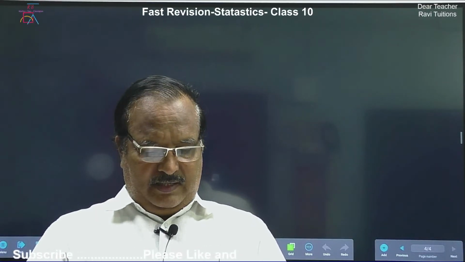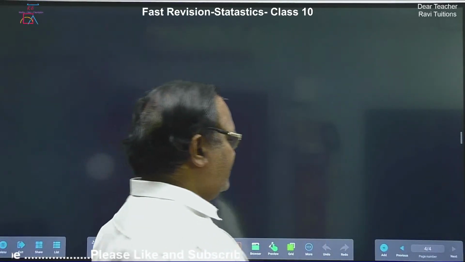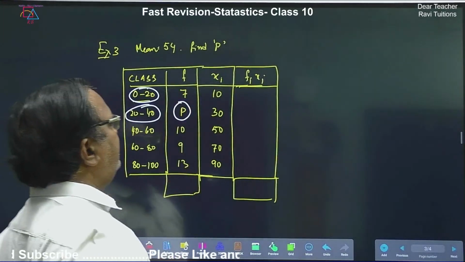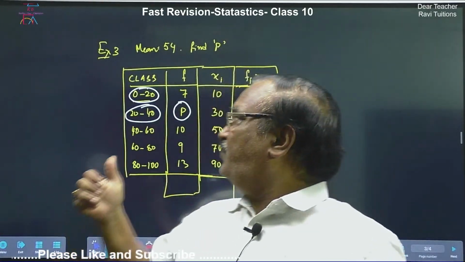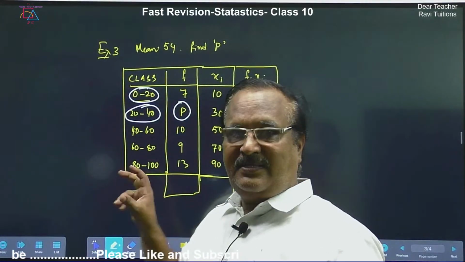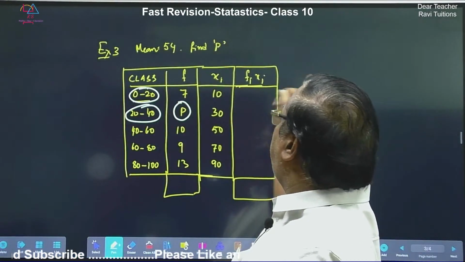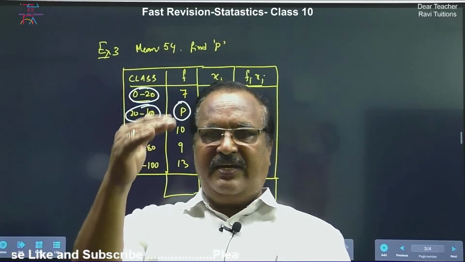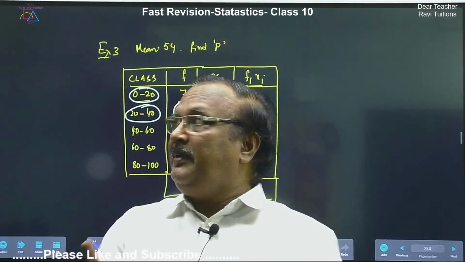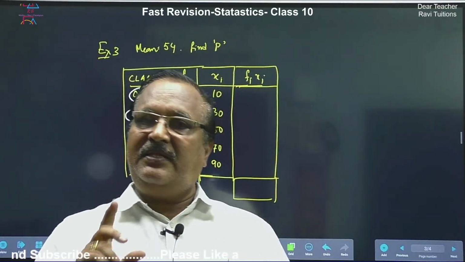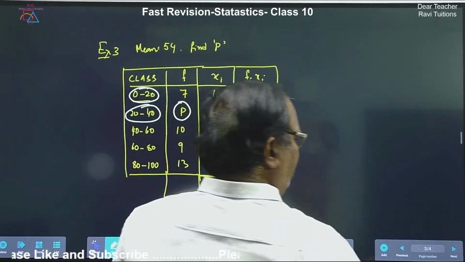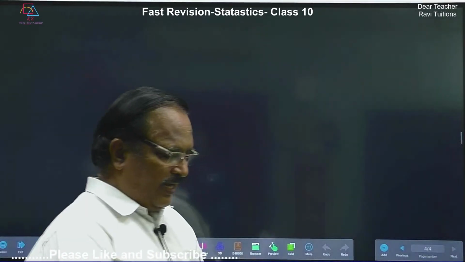I will take a big question because bigger values need a shortcut method. Whatever the values are in this question, they are very small, 7, 10, 9, 20, 30. For this type of small numbers, the direct method is fine, sigma fx by sigma f. But if these values are bigger, then you have to use the shortcut method. It will be easy to manage the bigger values. So I will just give you one question.